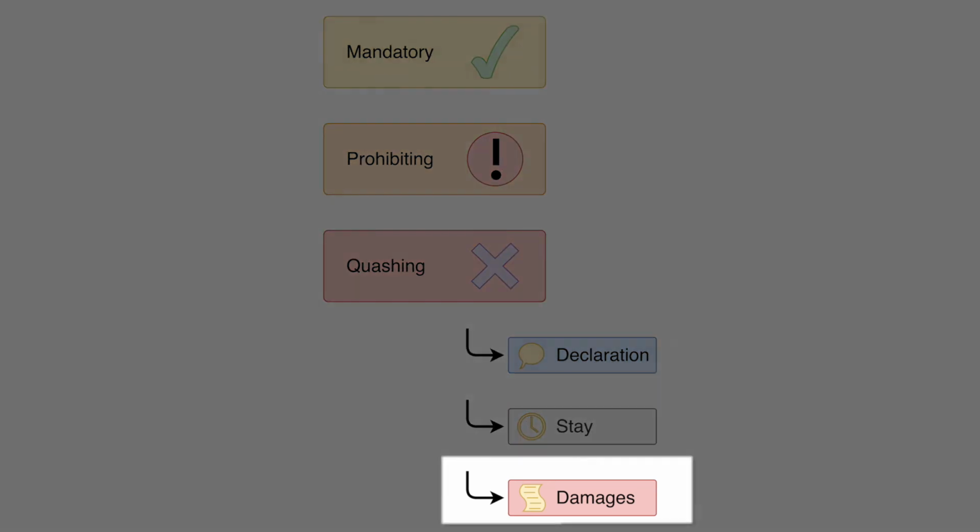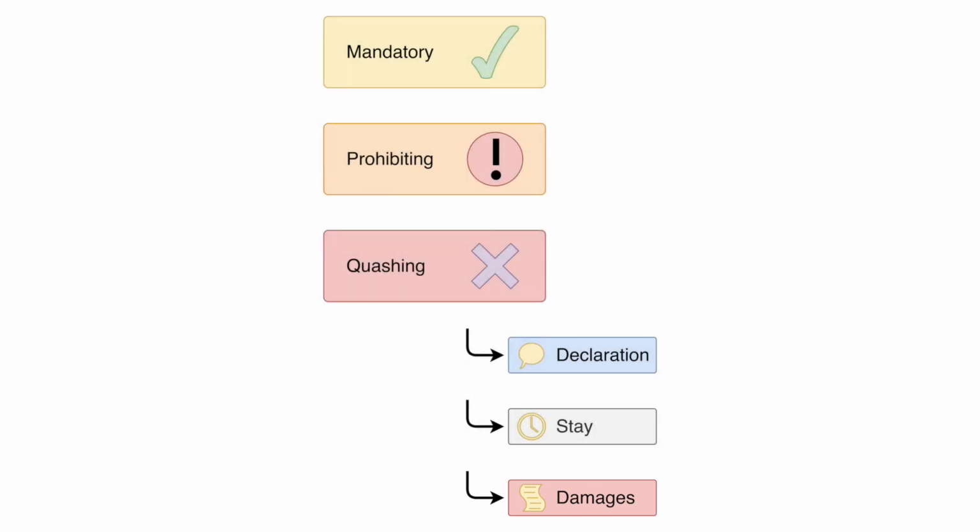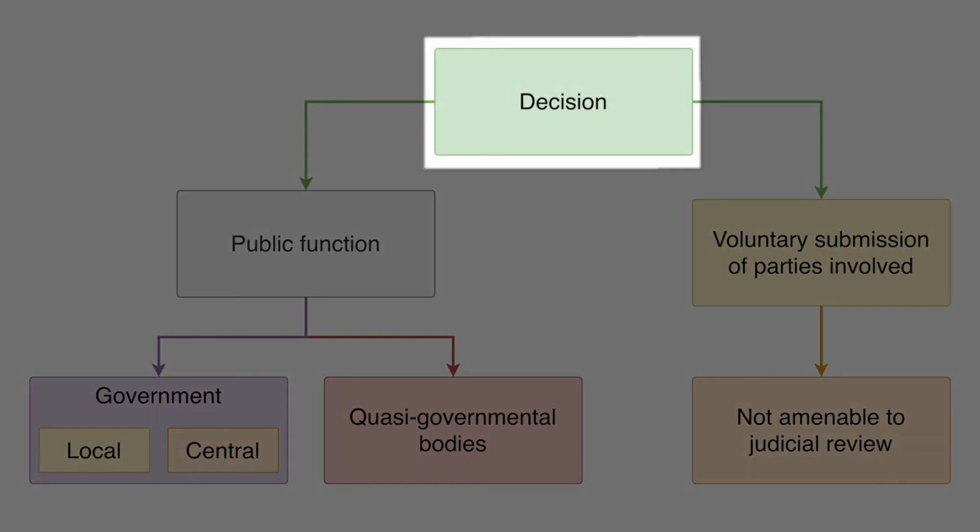And then damages. These are only available if there is an independent cause of action that's available for which damages may be sought. A claim for judicial review may include a claim for damages without the need to bring parallel proceedings. So let's have a look at decisions which may be challenged.